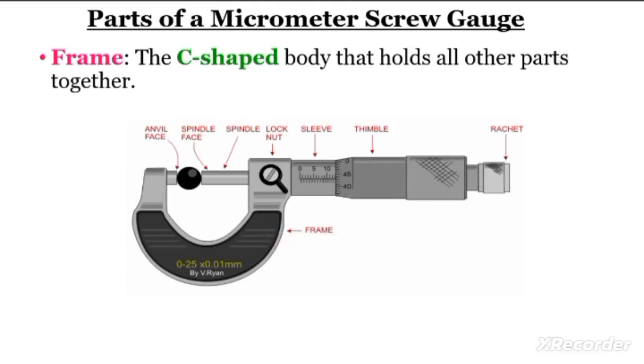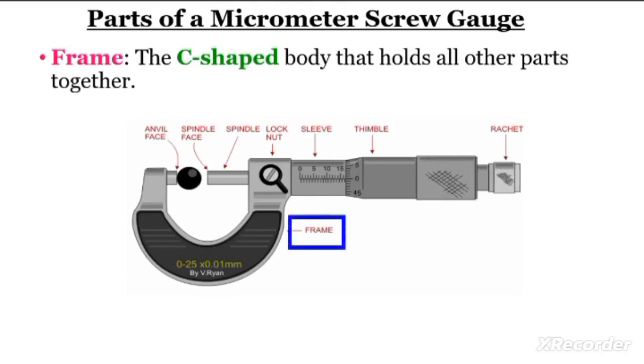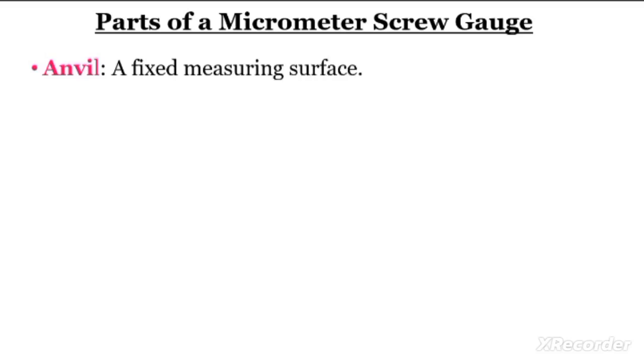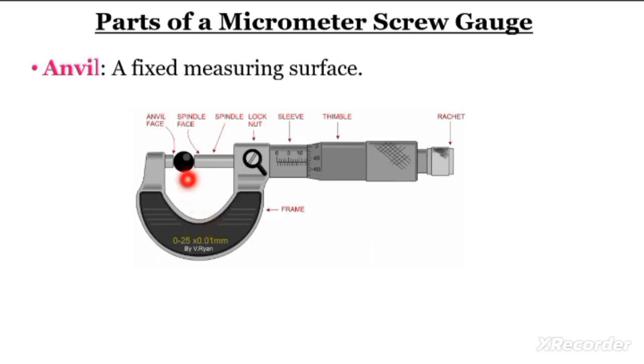We are also going to look at this part here, which is the anvil. So the function of the anvil is a fixed measuring surface. Where can we find the anvil? So the anvil is here. So this one is fixed. So when we say fixed, we are simply saying this one cannot make movement. So as we can see, it is stagnant here. It is not making movement. It is immovable. It cannot move.